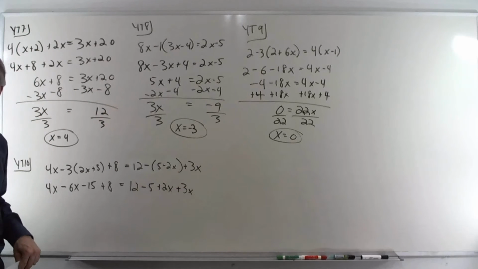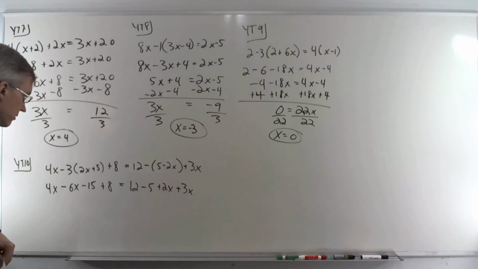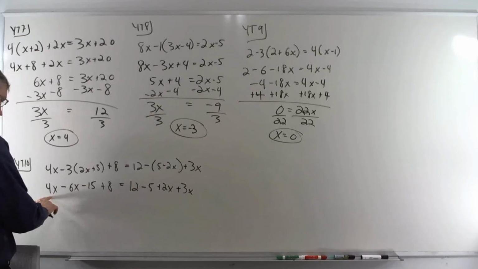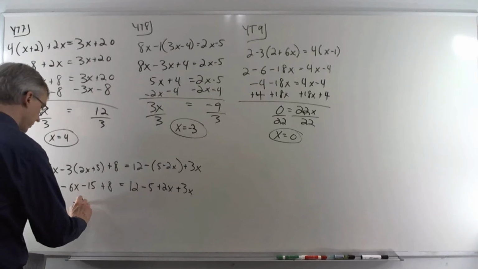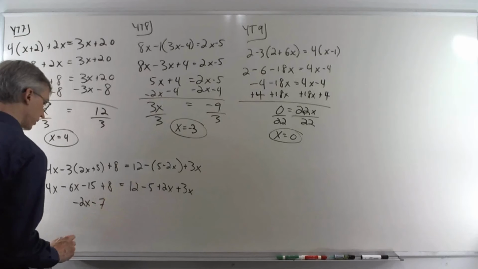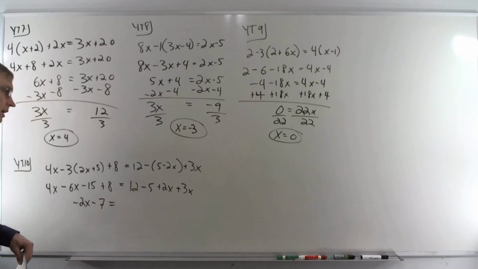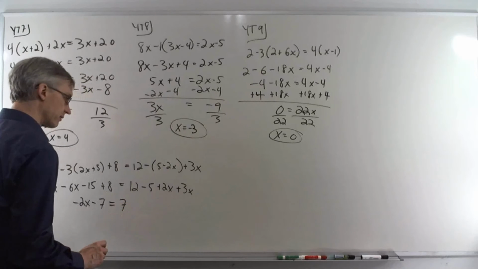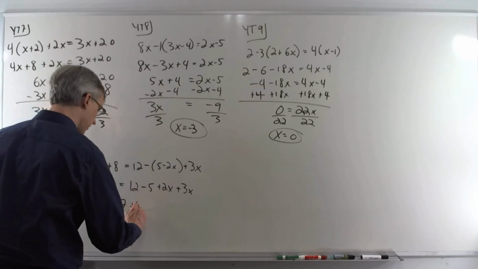Now we can combine like terms. Now that we have all the parentheses gone, the next step is always to combine any like terms that you see. So 4x minus 6x, that's negative 2x. Negative 15 plus 8 is negative 7. So 2x minus 7 on that side. And to the right, 12 minus 5 is positive 7. 2x plus 3x is 5x.